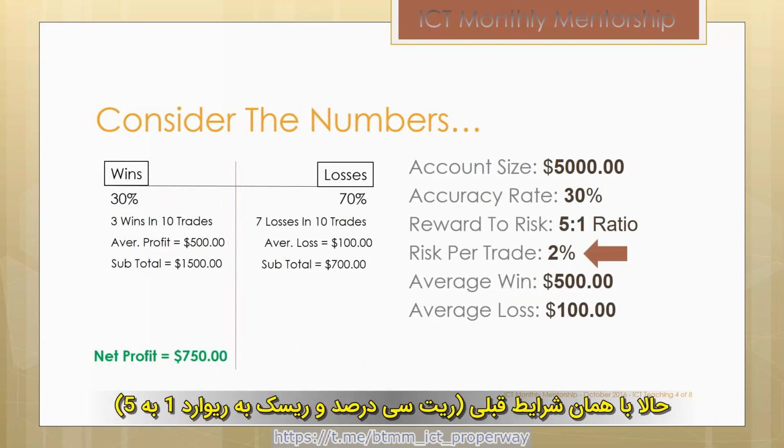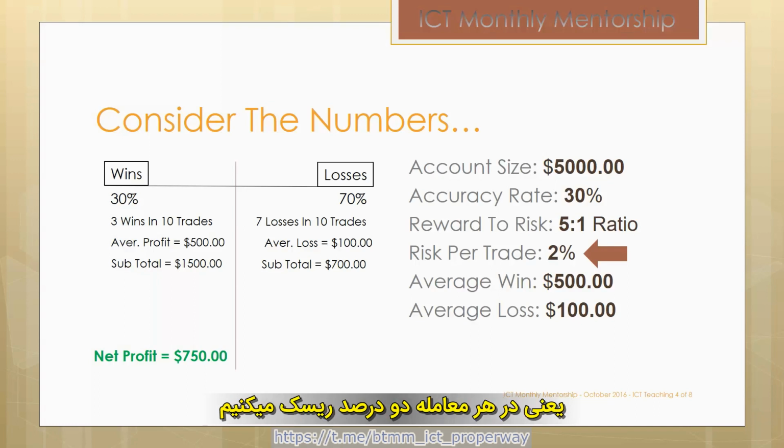Now we're going to take a look at having a low accuracy rate of 30% with the reward to risk multiple of 5 to 1. And now we're going to be risking 2% of our account. So now the average win jumps to $500 and the average loss jumps to $100. Again, keeping accuracy at a low 30%. That means we're losing 70% of our trades.